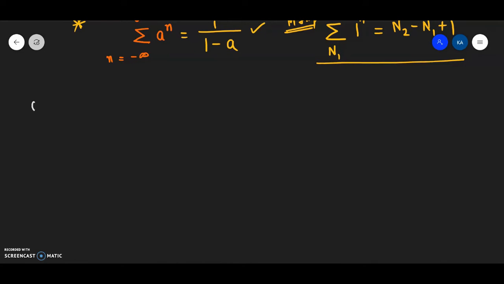So let us take the very basic question. The first question, x of n, this is a discrete time signal and its value is given 1 upon 3 to the power n into u of n. And you have to find whether this is an energy signal or a power signal or neither energy nor power. Fine. So let us start from the very basic. We shall start from finding the energy of this particular signal.